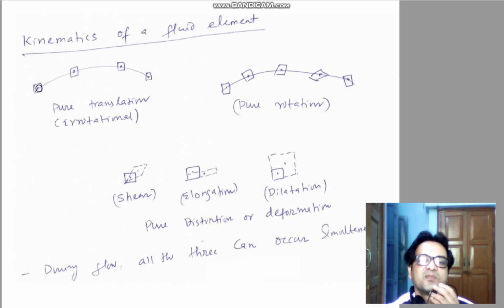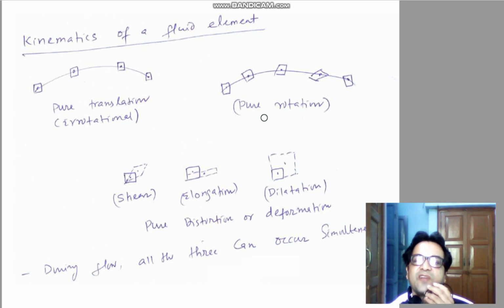Suppose it's a path line of a fluid element. At some time the fluid is here, at some other time the fluid is here. You see the mass centers are lying along the path line, and the fluid orientation does not change. If the fluid element is rectangular, it remains rectangular throughout its motion. So it is known as pure translation. That means there is no rotation of the fluid element.